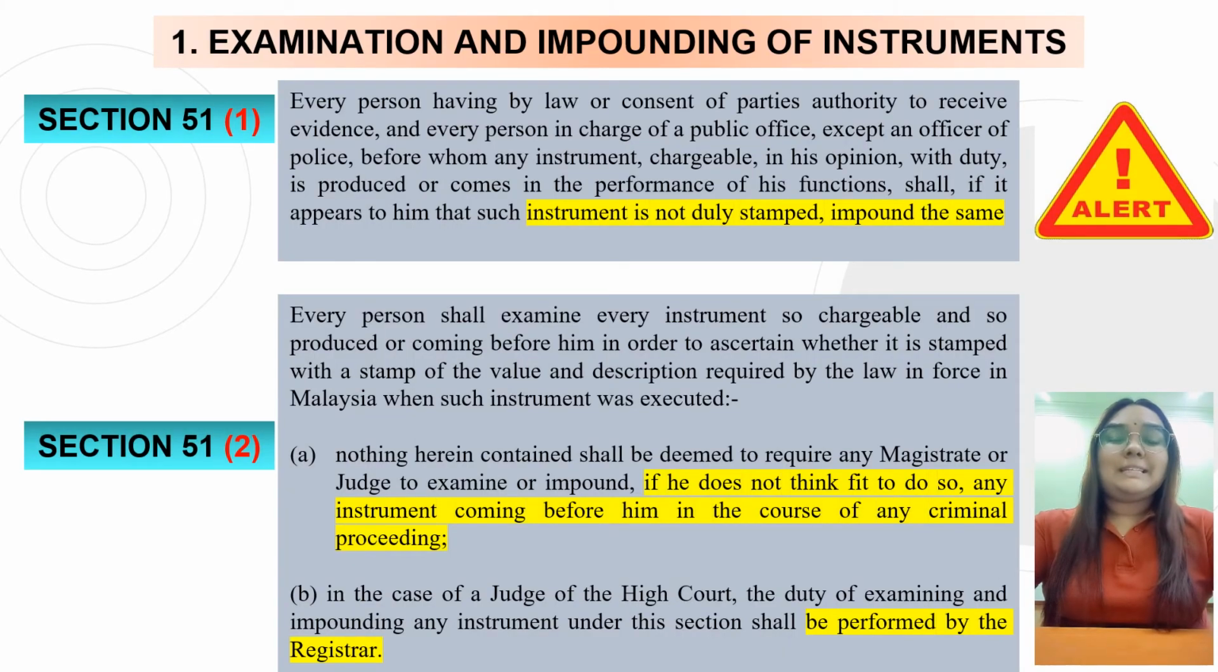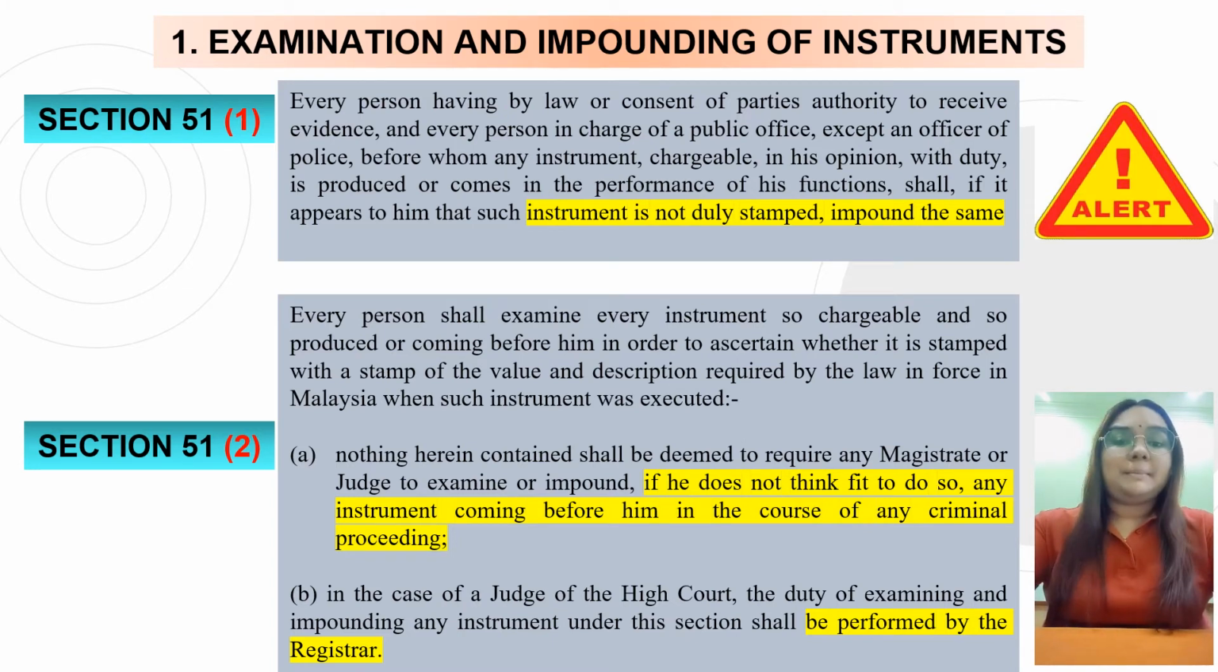Okay, now let us look into the first part, which is examination and impounding of instruments, which falls under Section 51 in the Stamp Act 1949. There are two subsections in this particular section.